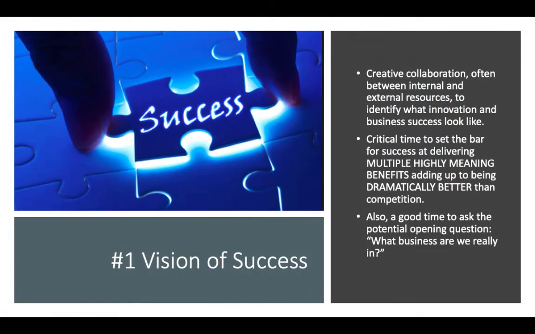A vision for success, one of the most important steps. Ambiguity is not necessarily a friend. Being too specific, you're not going to get out of the box if you do that. So again, the balance that I was talking about. To create a vision of success, you're talking about possibilities.